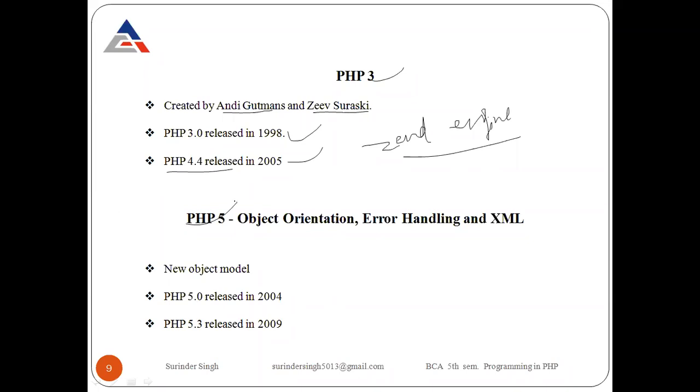Then PHP 5. PHP 5 version has support for object oriented programming, error handling, and XML support. Clear?